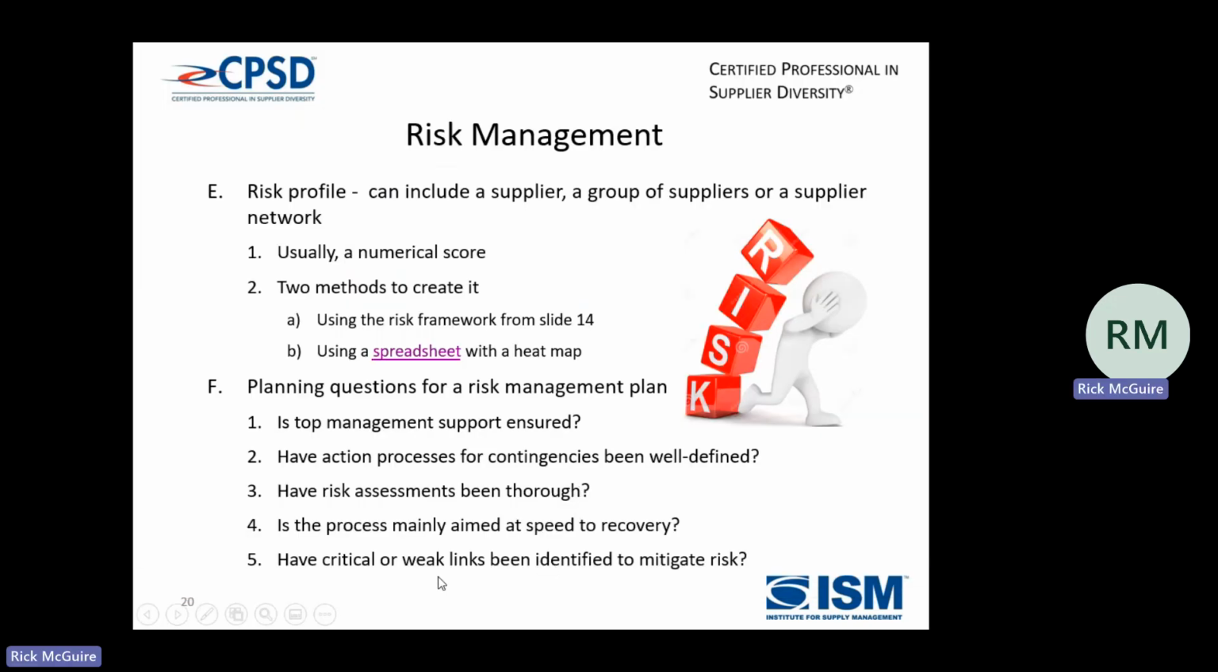Planning questions for a risk management plan. Is top management support ensured? These are some questions you can ask yourself. Have action processes for contingencies been well defined? Have risk assessments been thorough? Is the process mainly aimed at speed to recovery? And have critical or weak links been identified to mitigate risk?